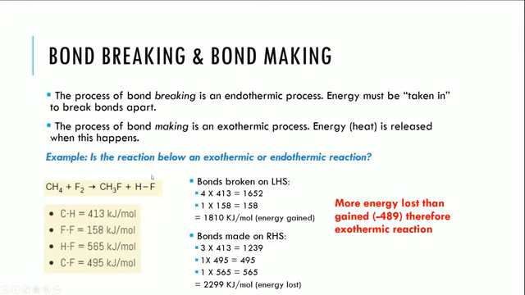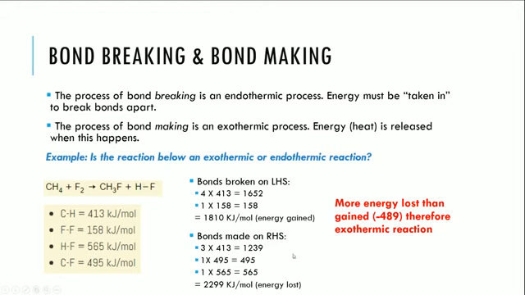So let's think about what bonds we've made on the right hand side. We have 3 CH bonds in this molecule. So 3 times 413 gives you 1239. We have 1 CF bond in this molecule, and it's got 495 kilojoules of energy per mole. And we've also made 1 hydrogen to fluorine bond as well, which has an energy level of 565.